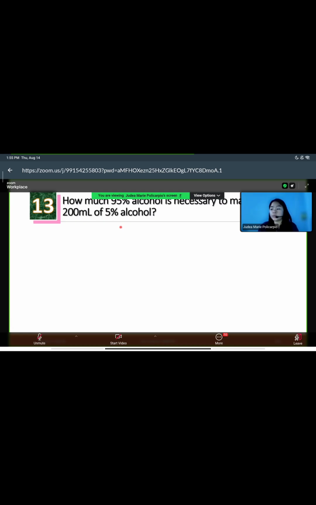So, for this one, we will be using the formula C1V1 is equal to C2V2. Ano ibig sabihin ng C1V1 at saka C2V2? Concentration number 1 multiplied by the volume number 1 is equivalent to the concentration number 2 multiplied by the volume number 2. So sino si V1, sino si C1, sino yung magiging C2, sino yung magiging V2 natin? To make things easier, ganito.